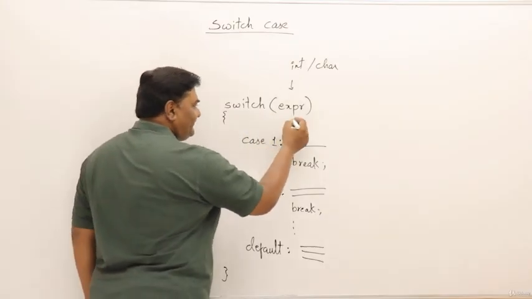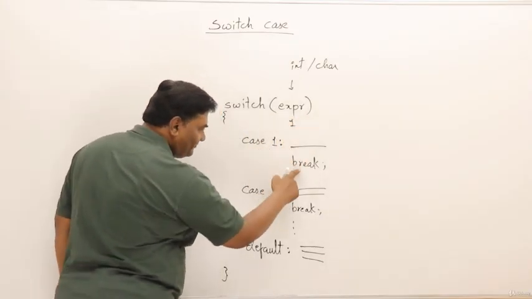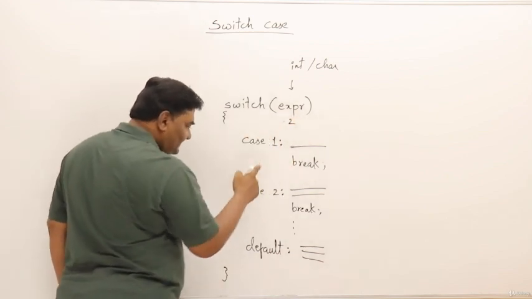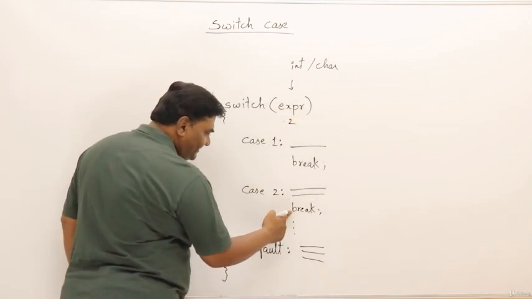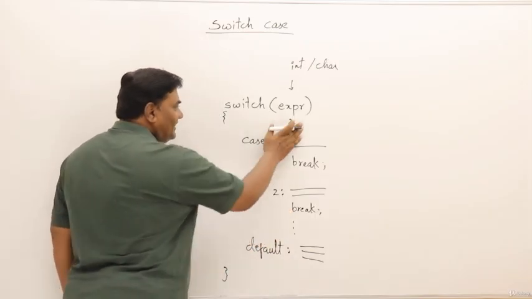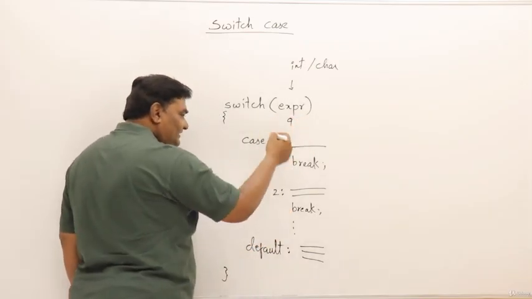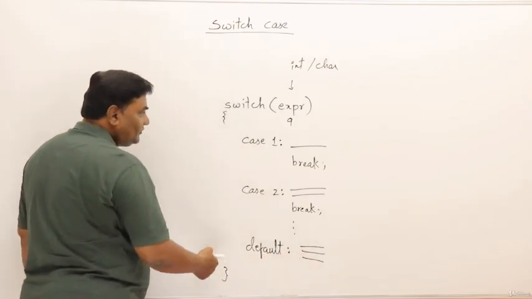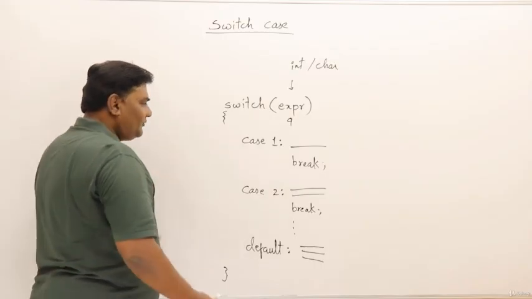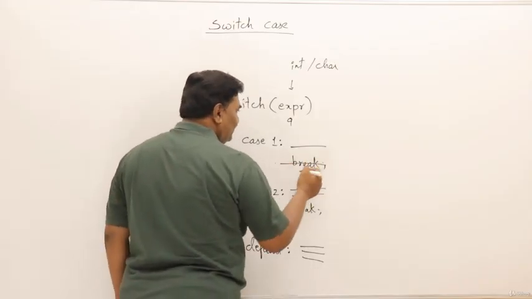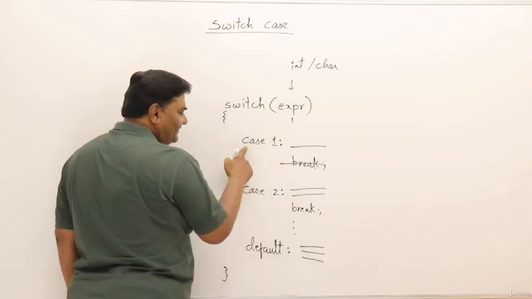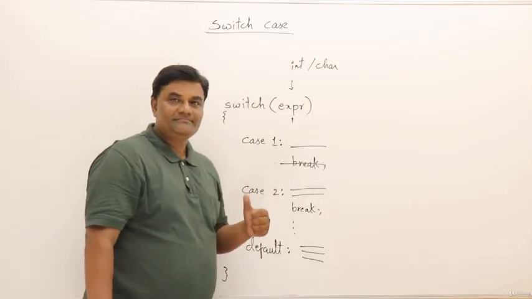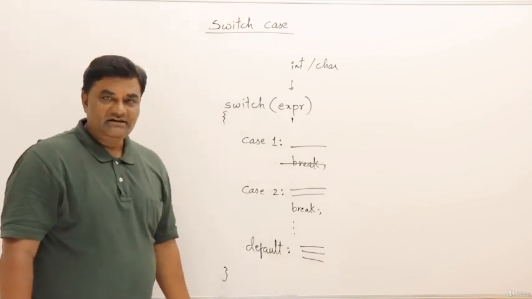If the value of this expression is 1, then this case is executed and break, it will come out here. If the value of this expression is 2, then it will directly jump to case 2 and execute this statement and break and come out here. If you mention the value as 9 or 3 or any other number apart from 1 and 2, it will jump on to default, and at the end there is nothing, so it will come out of switch. So one important thing is, if you don't give this break, then if the value of the expression is 1, it will execute case 1, followed by that it will execute case 2 also, then break, and it will come out.